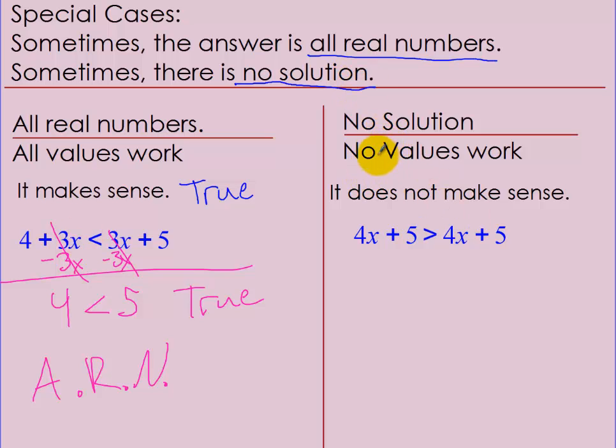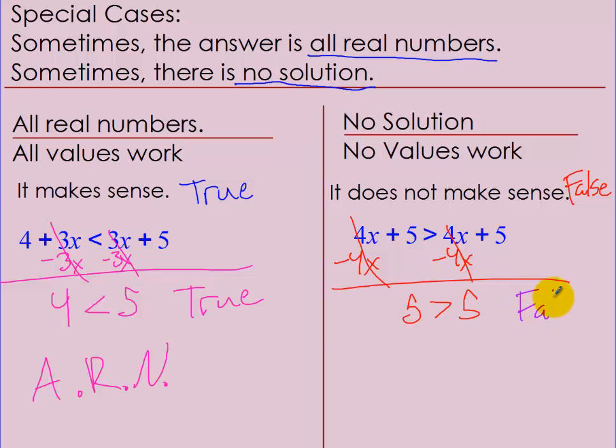Now, the other case, no solution. So what happens is the x's go away and it's something that does not make sense. So no values of x will ever work. And this is when you break it down and it's false. So for example, I'm going to subtract 4x on both sides. When you do that, these 4x's cancel, so I'm left with 5 is greater than 5. Is 5 greater than 5? No, because it's equal to 5. So this is false. And when it's false, we say no solution. It's because any value you plug in for x, it won't make it true. Doesn't matter what you try.